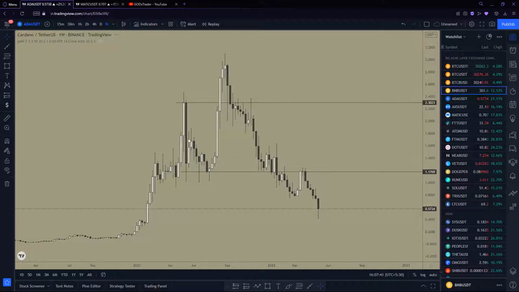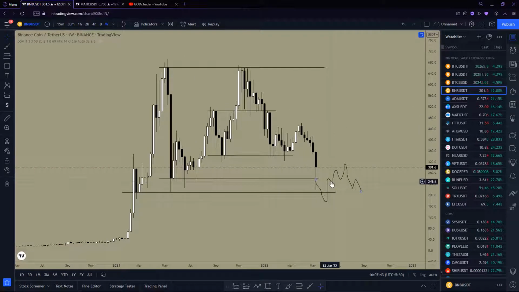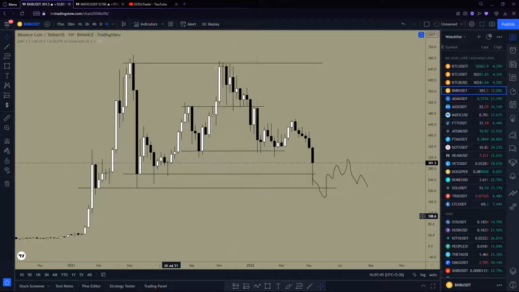First of all, let's talk about BNB. It hasn't taken out the liquidity below this yet. So BNB will first take liquidity below this, taking out the liquidity below the equal lows of this, and it will come down here as well, right?